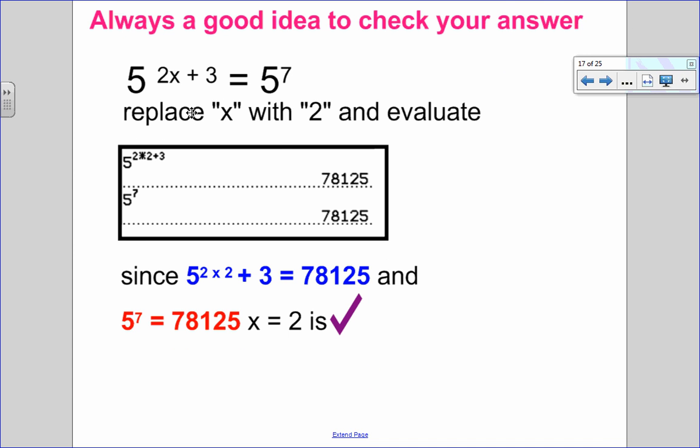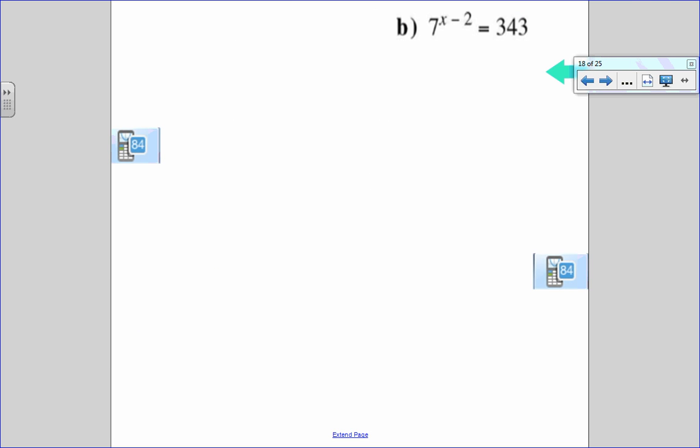Now you can actually check by replacing x with 2, because that's what I got as my answer. Or you can always do it the way I do in the calculator as well. You can do y1, y2, start the table at 2. Here's just another way that you can do it. If I replace x with 2, I can see if it's right. So 5 to the 2 times 2 plus 3 is the same as 5 to the 7, so I know that I am correct. Okay, let's try this one here.